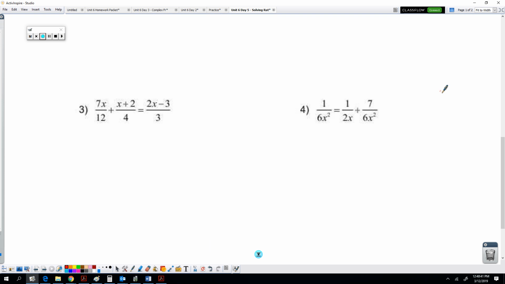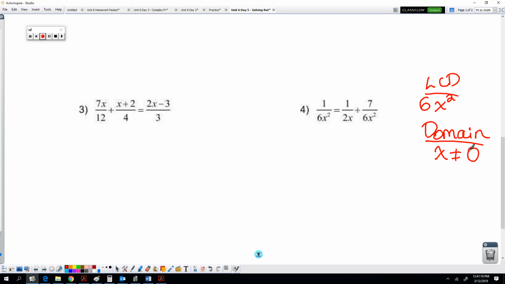So very first thing is we're going to find my LCD and then your domain. So your LCD, you want to see what they all have in common. Let's take a look at the numbers 6 and 2. So your LCM between 6 and 2 is 6. And now with your variables, you always choose the highest one. Now your domain, whenever you have a plain old x, it's just going to be x can't be equal to 0.